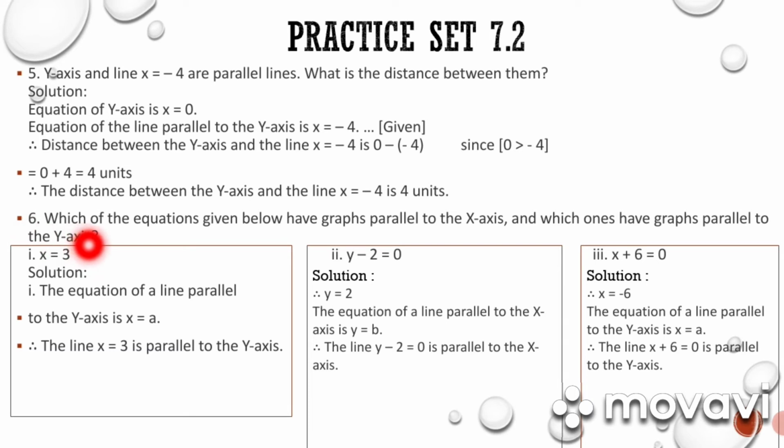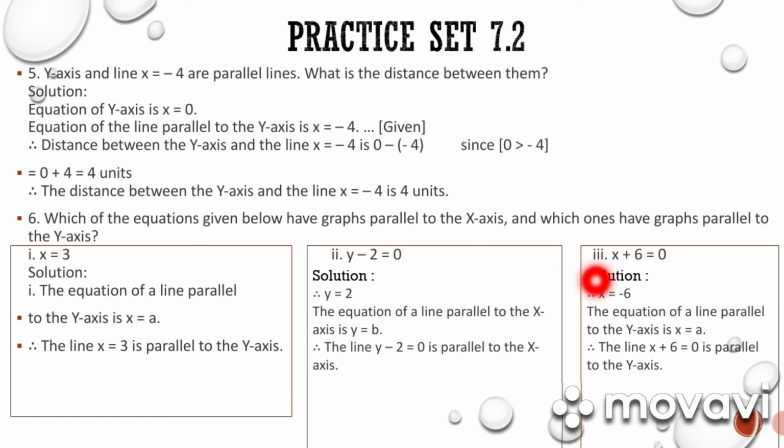Question 6. Which of the equations given below have graphs parallel to the x-axis and which ones have graphs parallel to the y-axis? Subdivision 1, x = 3. Solution: the equation of the line parallel to the y-axis is x = a. Therefore, the line x = 3 is parallel to the y-axis. Subdivision 2, y - 2 = 0. Solution: y = 2. Therefore, the equation of a line parallel to the x-axis is y = b. Therefore, the line y - 2 = 0 is parallel to the x-axis.